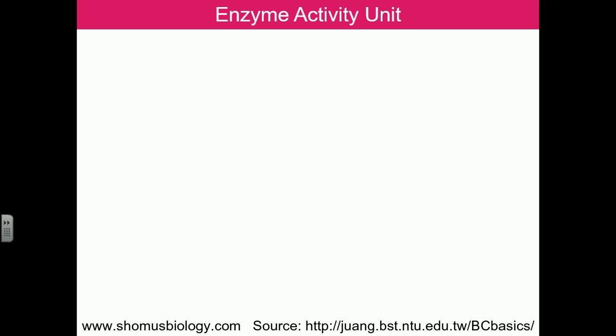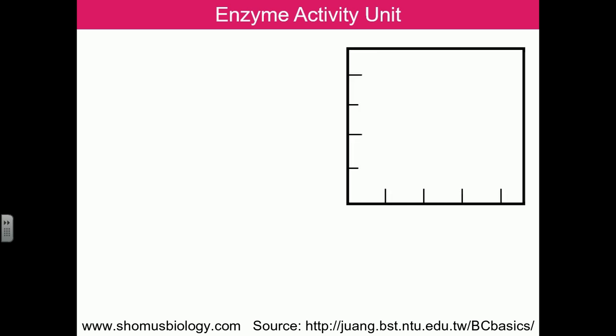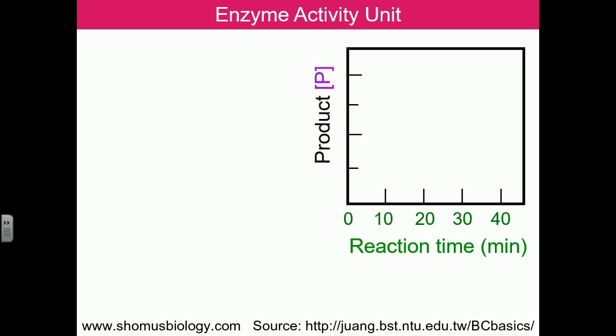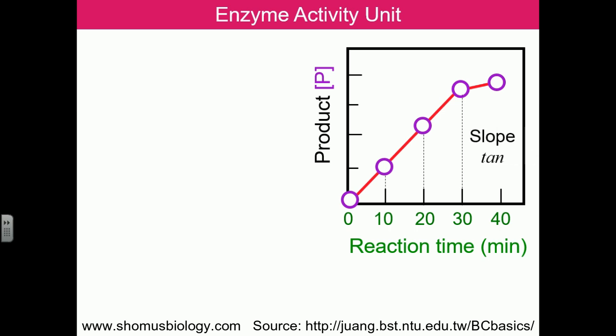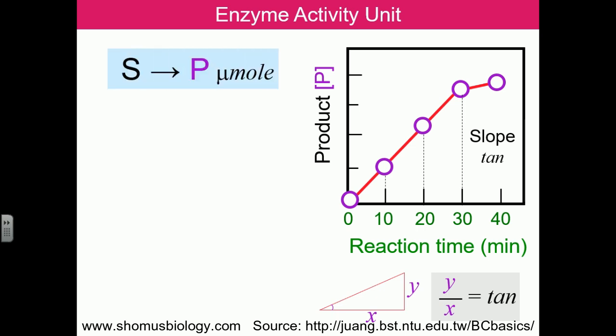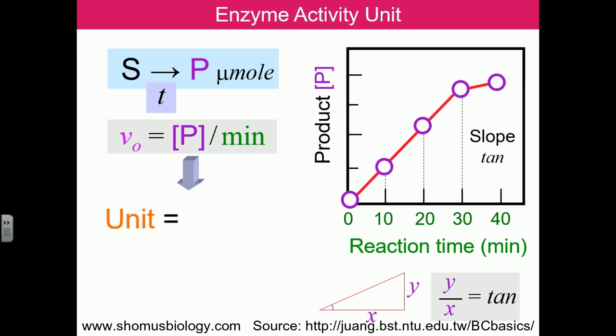Now what are the activity units for the enzyme? If you plot the formation of product against reaction time, we have different slopes, and if you take the tan of the slope values, we get y by x, the tan theta, according to the picture. So the velocity is the product P divided by time, per minute. The product P means the product concentration in this case, and the unit will be micromole per minute.